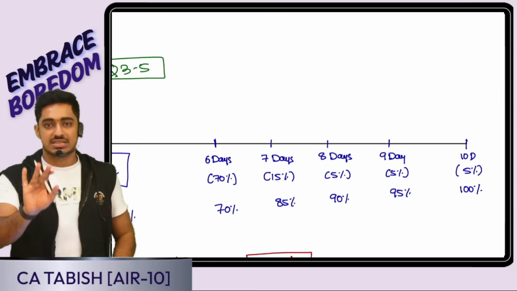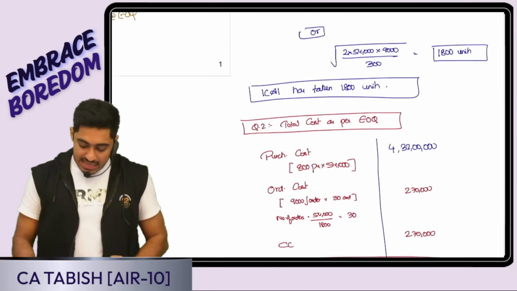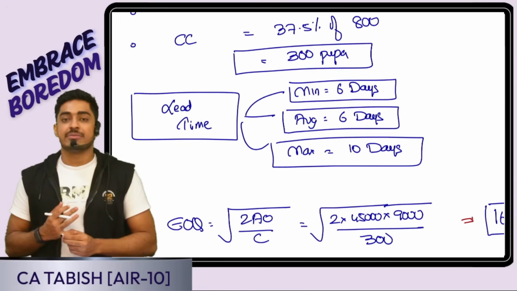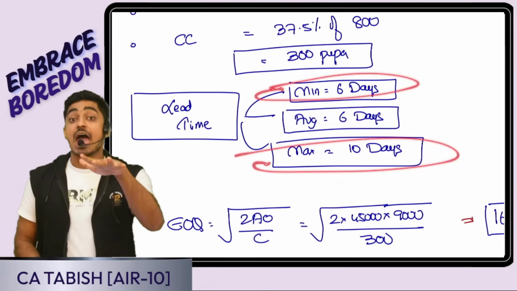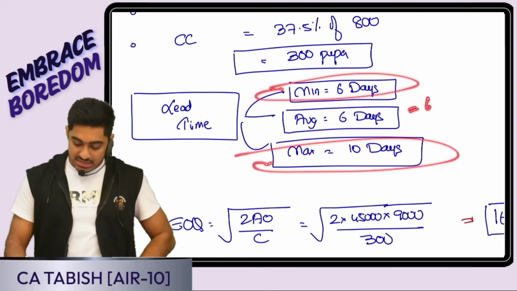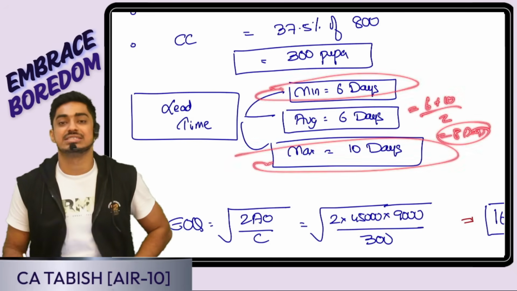Sir, why is this given, sir? Currently not important. When it is required, we will discuss it again. But from this, I want one thing: lead time. Tell me, minimum lead time is how much? 6 days. Maximum is how much? 10 days. Average lead time is how much? Sir, simple, 6 plus 10 divided by 2, 8 days, sir. Average you don't know, sir.